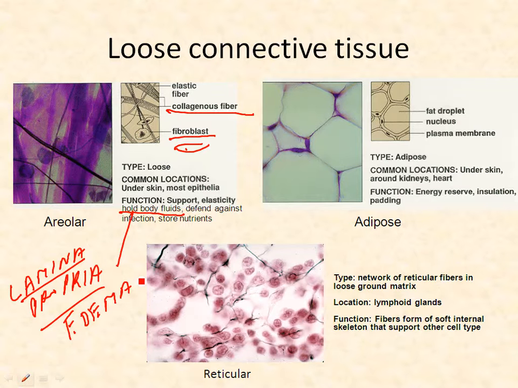Adipose is very much like areolar, but made up of very unique cells that have this unique ability to store nutrients, especially fat. These cells are called the adipocytes.